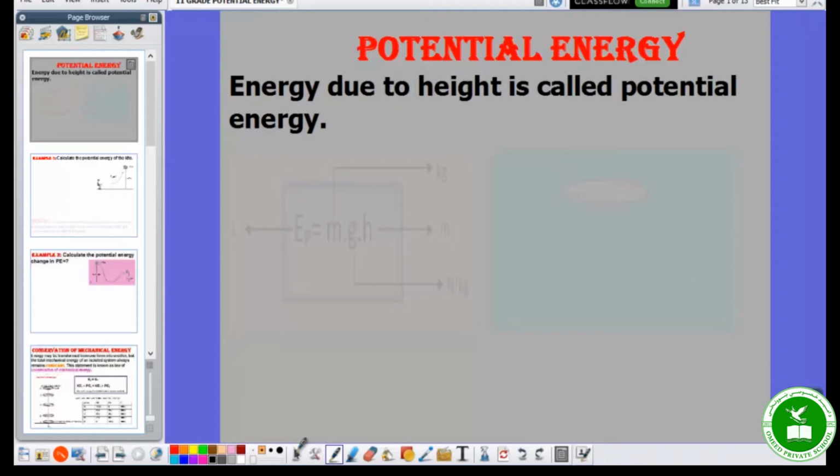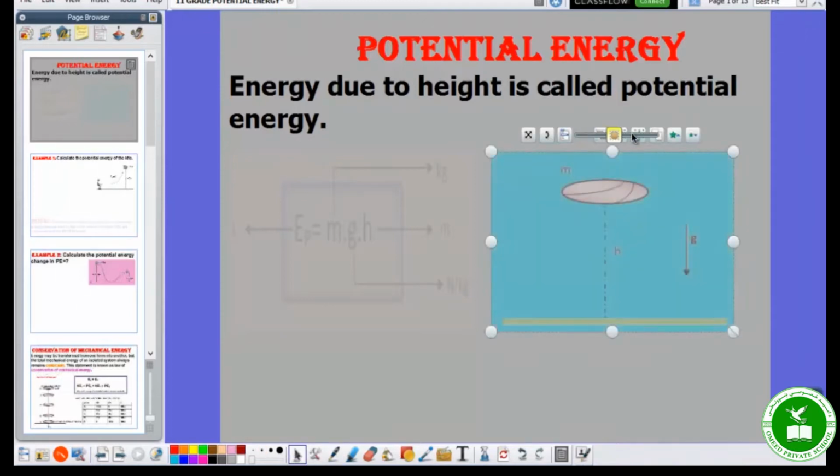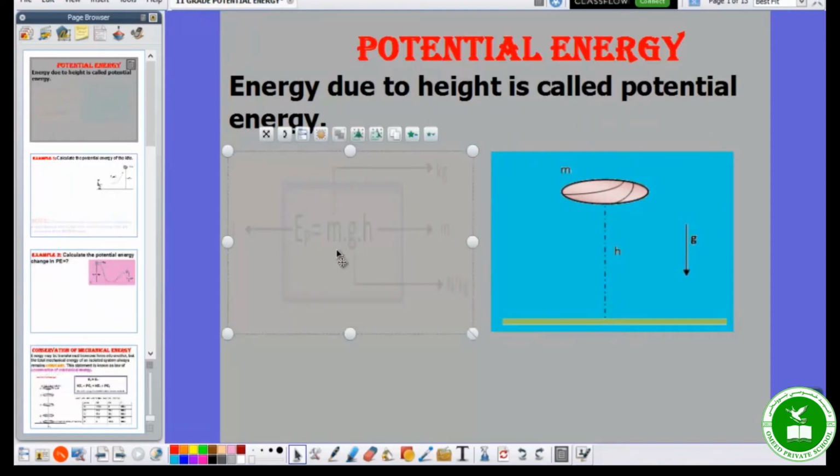Today's topic is potential energy. Potential energy is the energy due to the height of an object. So it depends on height. If height is more, potential energy will be more. If height is less, potential energy will be less.